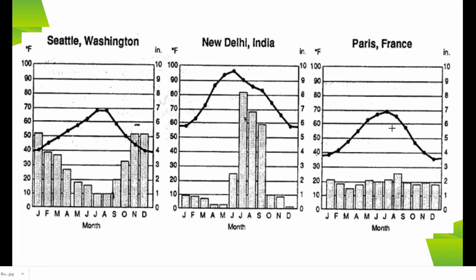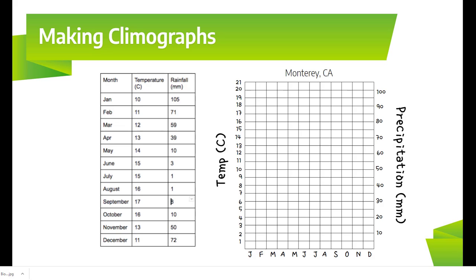So here I have three different examples of climate graphs. This is your temperature. And this side is amount of precipitation. So how do we make a climate graph? Remember that your temperature is always going to be a line graph, and your rainfall or precipitation is always going to be a bar graph. Identify your axes, which side's temperature, which side's precipitation, and then we're going to simply make a graph.